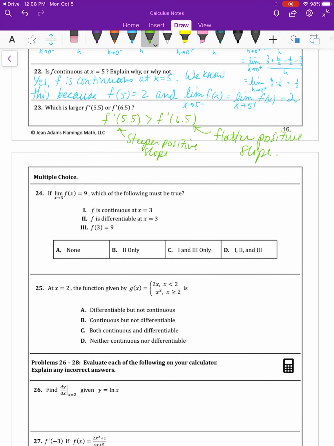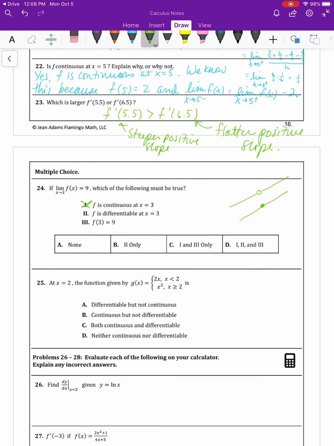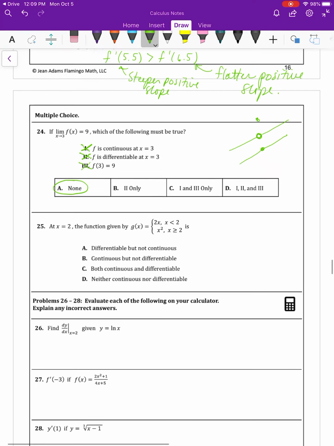Number 24. If the limit as x approaches 3 of f of x is 9, which of the following must be true? So we know the limit's 9. What could be happening is it could have this situation going on, or it could actually equal 9. But just because the limit exists does not mean that you have continuity. So which one must be true? It does not have to be continuous there. Does it have to be differentiable? Well, the limit exists, but there could be an open circle, and if it's not continuous, it's not differentiable. So that definitely does not have to be true. And f of 3 equals 9? No, it could equal something else up here. So really, none of these have to be true.